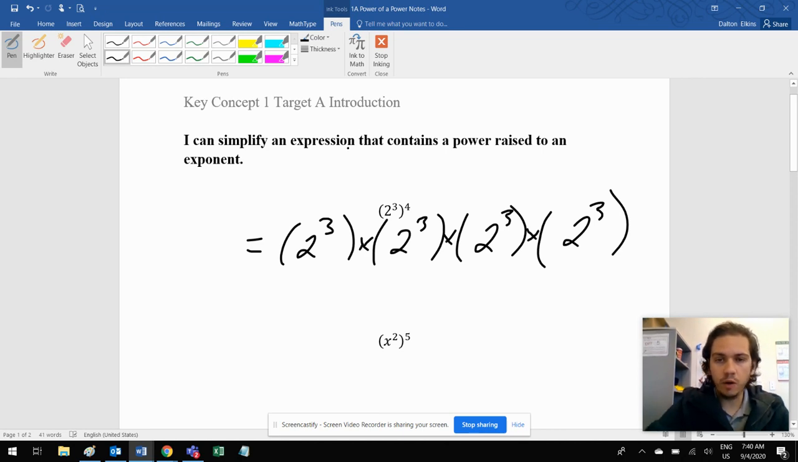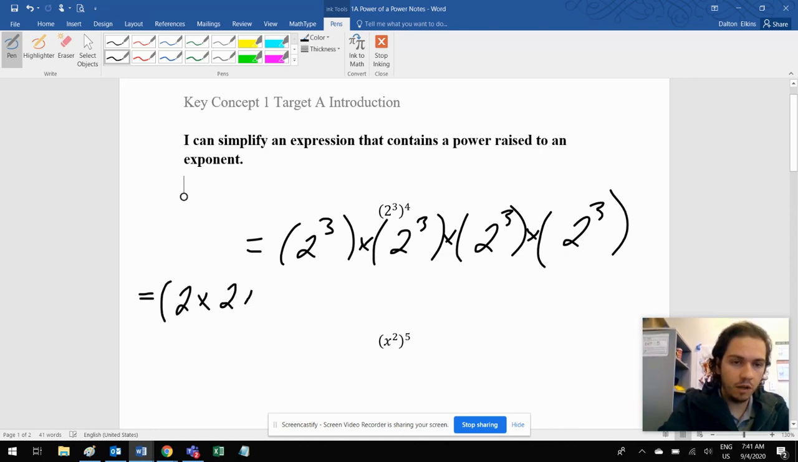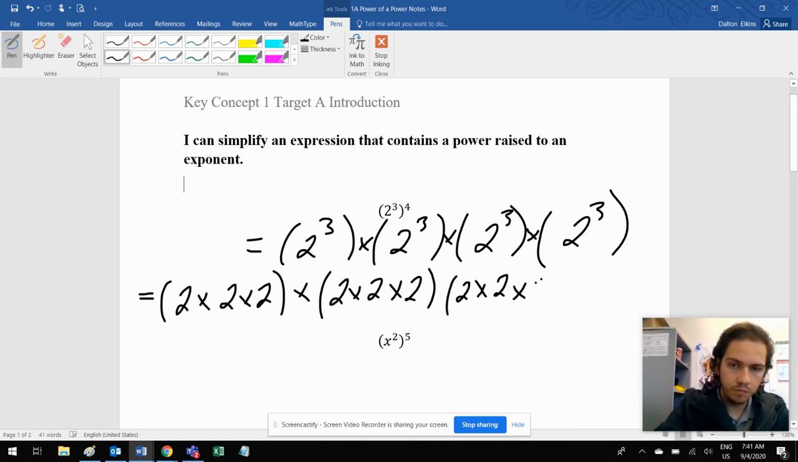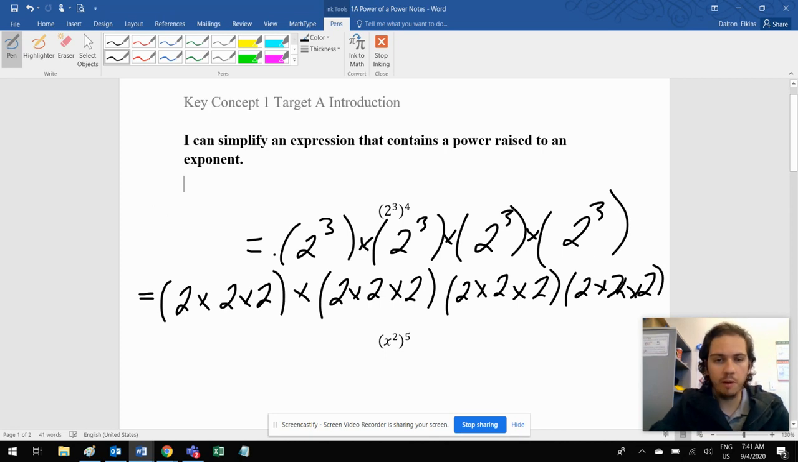Now, you know how we just wrote 2 to the power 3 to the power 4? We could do the exact same thing with 2 to the power 3. So each 2 to the power 3 represents 3 2s, so 2 times 2 times 2. And then we can repeat that. Kind of a lot to write. You'll notice that I skipped the multiplication symbols in between, just to save some space.